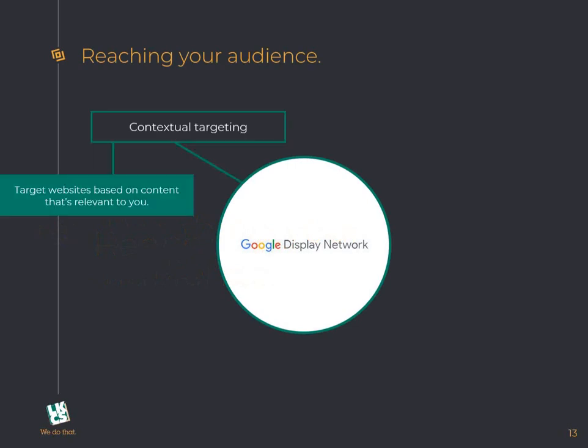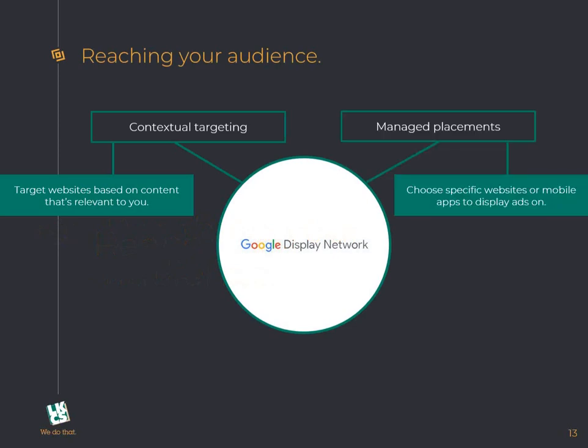With contextual targeting, this allows you to target websites based on their content. Here, you'll be entering in keywords or topics you'd like to focus on, and Google will try to match these with the content on websites that are part of the display network. So if you want to target sites that are talking about mortgages, Google will try to match you with sites that cover this subject.